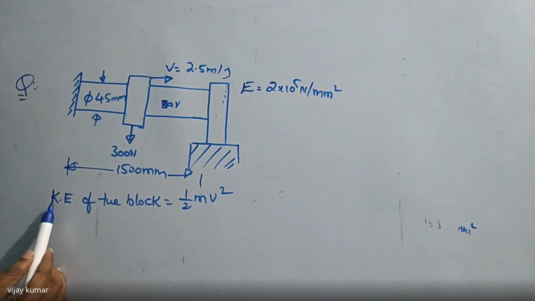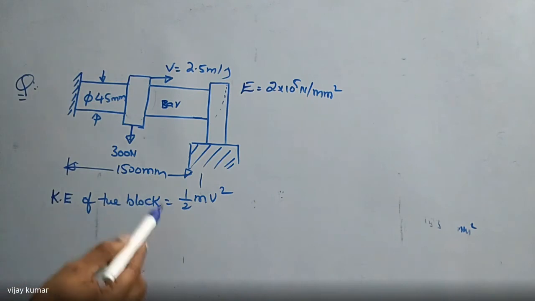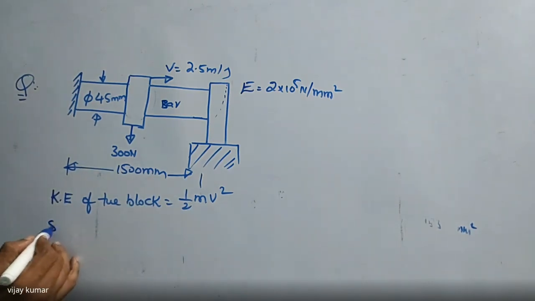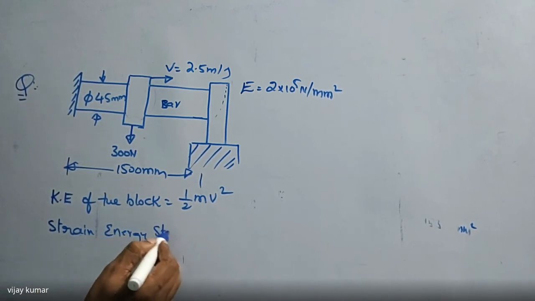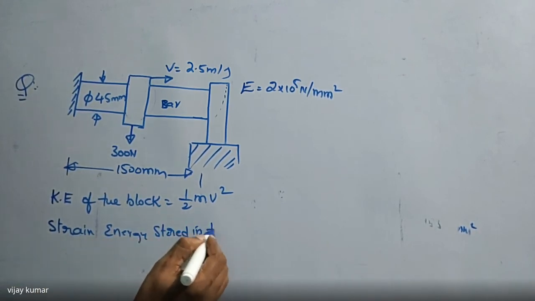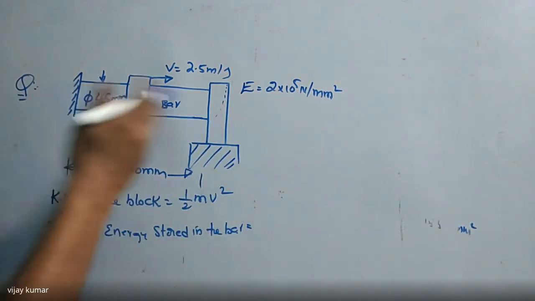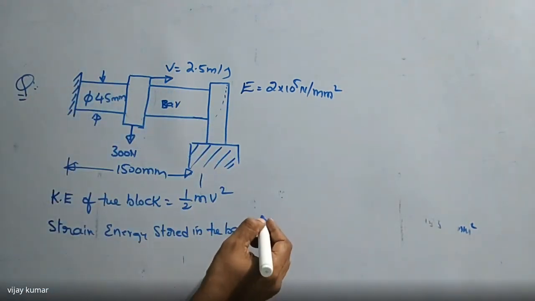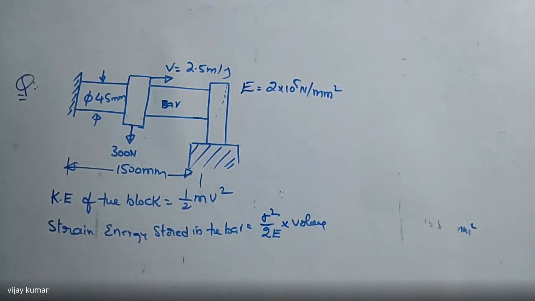So if this kinetic energy of the block goes to impact this rigid collar, it is converted into strain energy stored in the bar. That is nothing but after impact. This is the third case, that is impact load. That is sigma square by 2E into volume. Did you get my point or not?